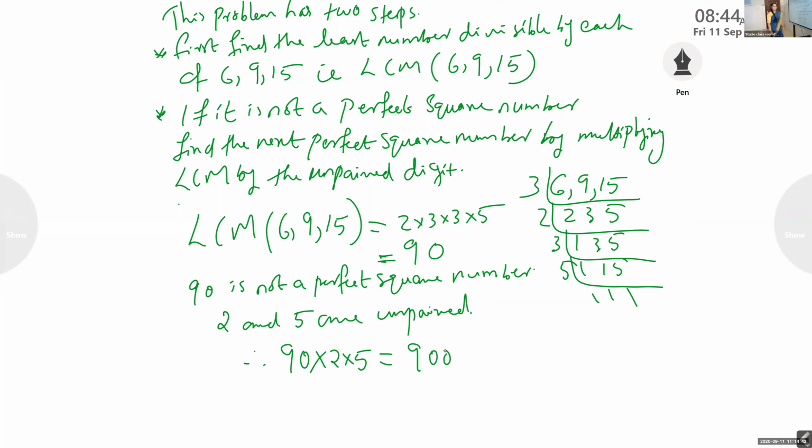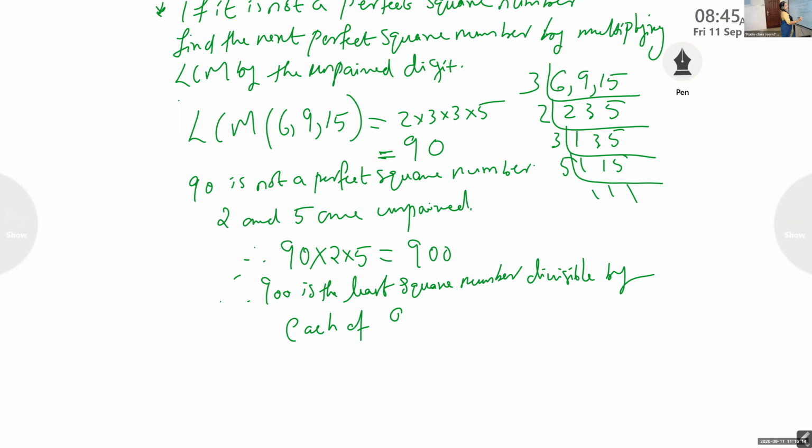Which is a perfect square number. Therefore 900 is the least square number. 900 is the least square number divisible by each of 6, 9 and 15.